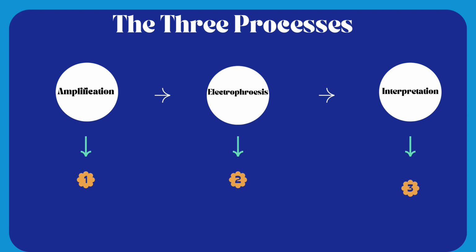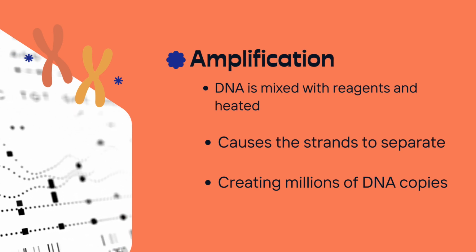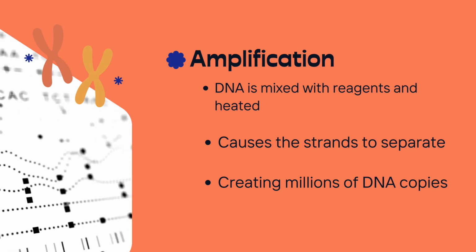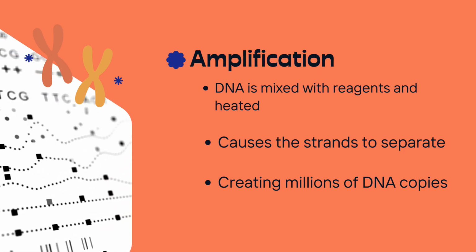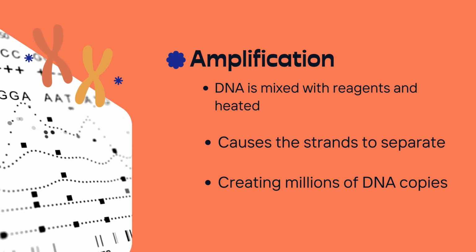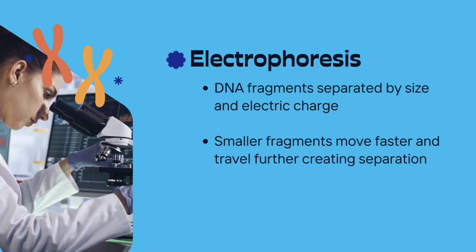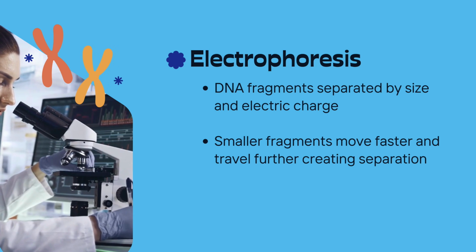Short tandem repeats analysis involves 3 key processes: amplification, electrophoresis, and interpretation. In this step, the DNA sample is mixed with reagents and heated, causing the DNA strands to separate. This separation allows for the creation of millions of DNA copies, making it possible to analyze even the smallest DNA samples. Following amplification, the DNA fragments are separated based on their size and electric charge.